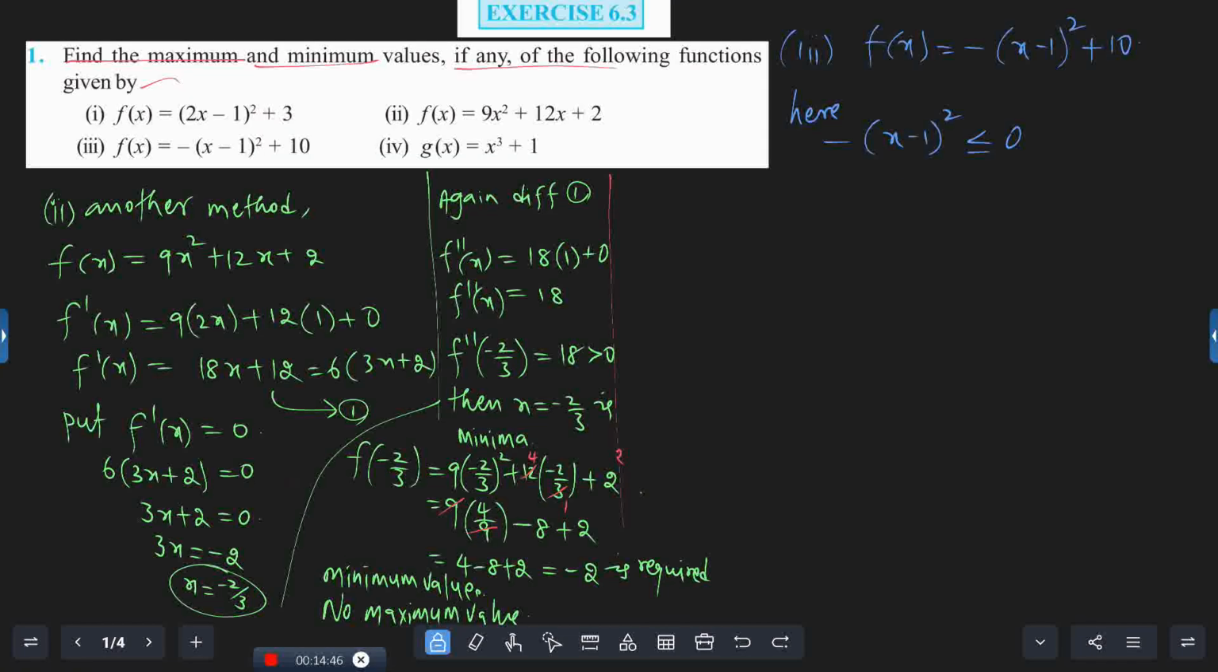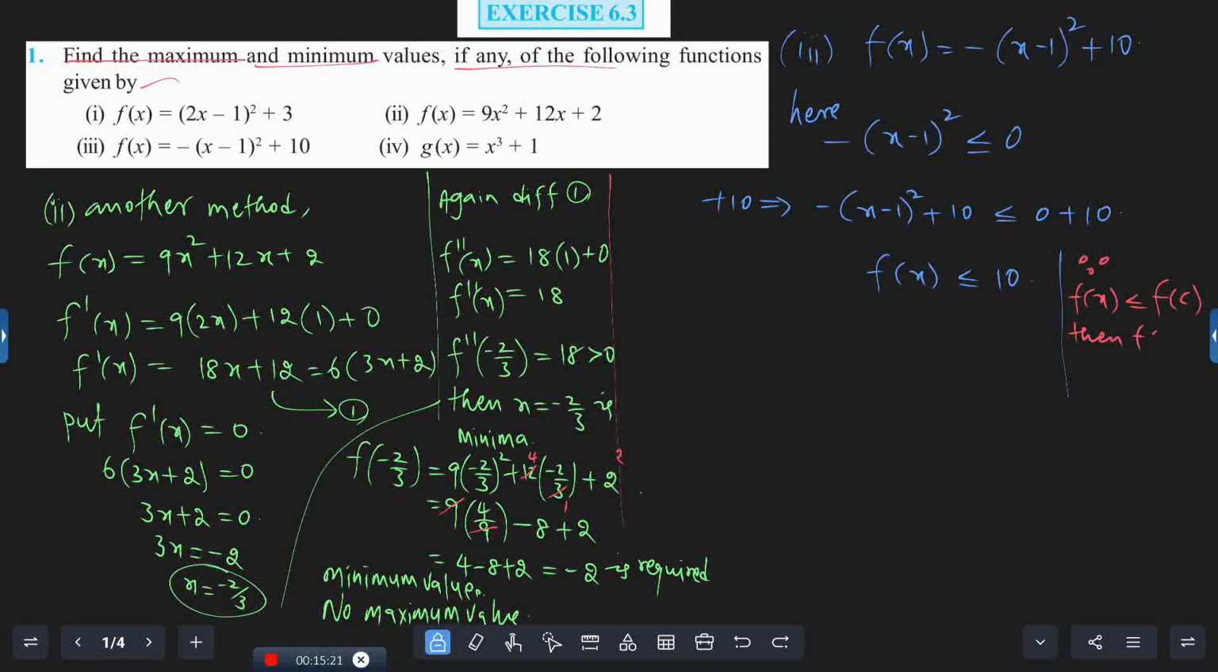Then add 10 on both sides. So minus of x minus 1 whole square plus 10 is less than or equal to 0 plus 10. Then the left hand side we have f of x, less than or equal to 0 plus 10, which is 10. Have you noticed? This looks like f of x less than or equal to f of c. So f of c, if you have a greater side now, what will we be telling f of c?